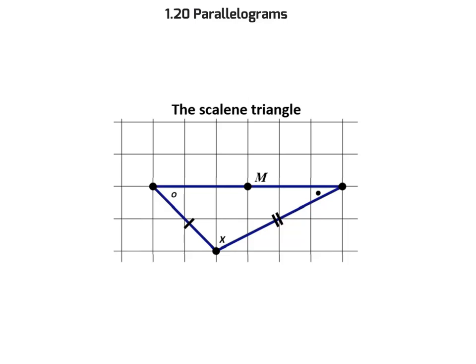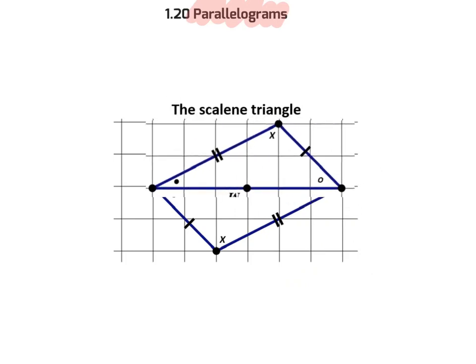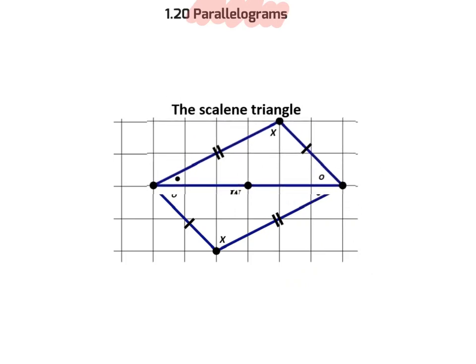To investigate the parallelogram, what we're going to do is start with a triangle and rotate it about its midpoint. So if I was to rotate this about its midpoint, it would land right about here. And guess what's formed? We form a quadrilateral when we rotate a triangle.